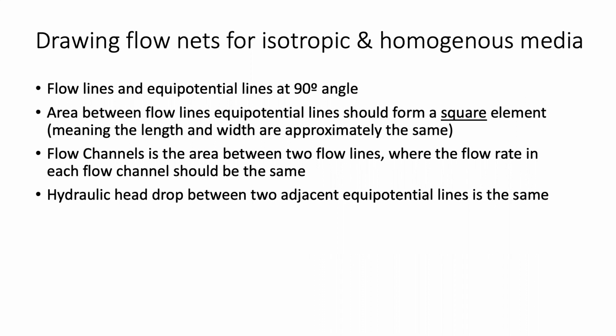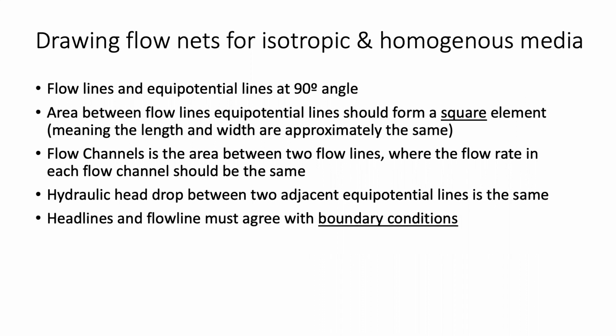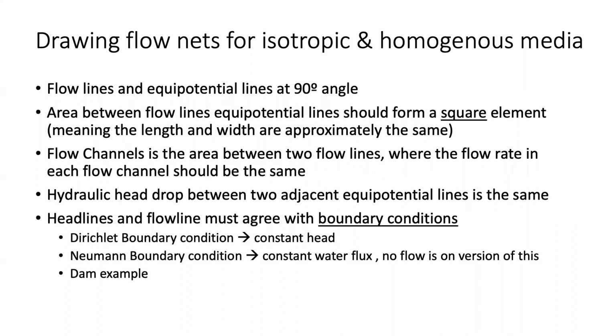The hydraulic head drop, right, as we move from one equipotential line to the next is the same. So if you have, let's say, 3 equipotential lines, each of those equipotential lines may be a drop of 1 foot or 1 meter. Head lines and flow lines must agree with the boundary conditions that are set up.